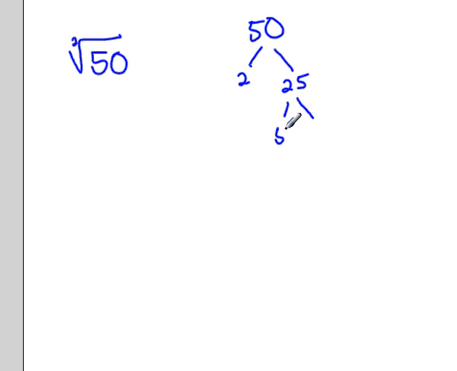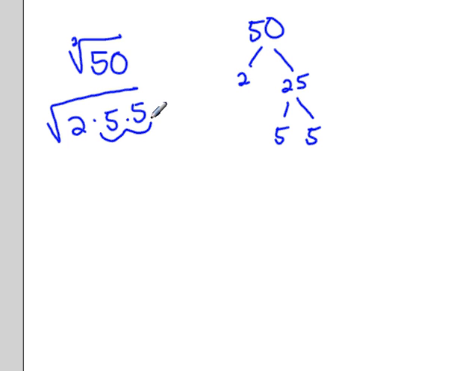25 is equal to 5 times 5. We can't factor this any further. 2, 5, and 5 are all prime numbers. So that means that the square root of 50 is the same thing as the square root of 2 times 5 times 5. When we're looking at a square root, we're always looking for pairs of numbers.